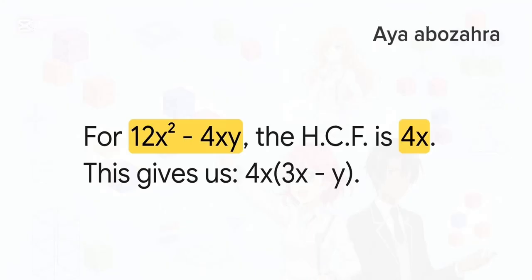So let's put this to the test. We've got 12x squared minus 4xy. Look at the numbers, 12 and 4. The biggest thing that goes into both is 4, right? Now look at the variables. They both have at least one x. So our HCF is 4x. We pull it out front, and then we see what's left. 12x squared divided by 4x is 3x, and minus 4xy divided by 4x is just minus y. It's as simple as that.